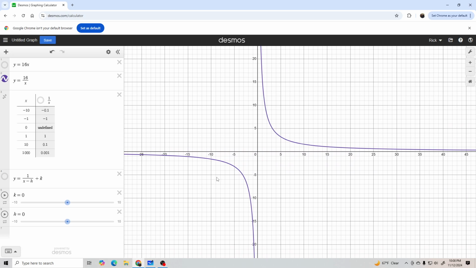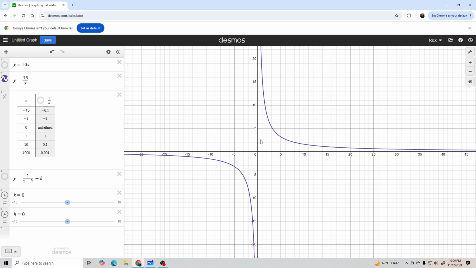And what's interesting is that because it's an inverse function, as y gets huge, x gets really small, closer and closer to 0. And the opposite is true: as x gets really huge, y gets closer and closer to 0. So as x gets smaller and smaller, really close to 0, what's y doing?